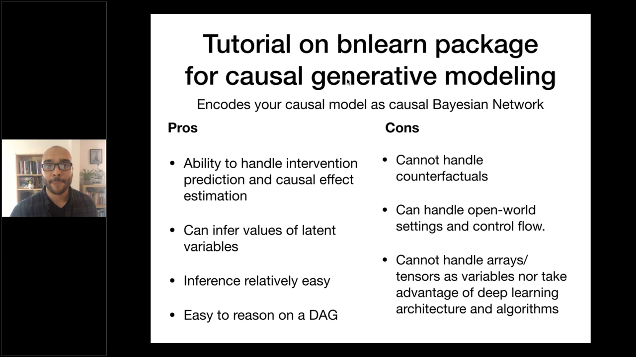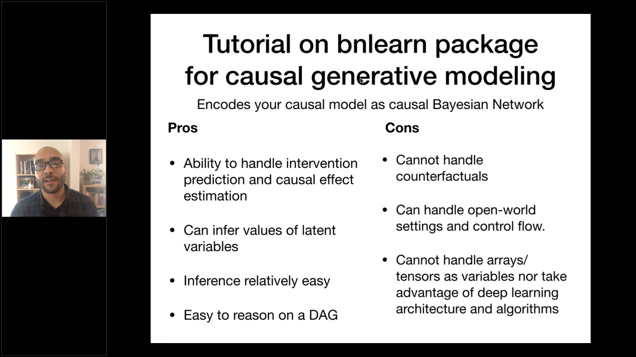So I promised you that you'd get some code here, and I have two things for you. One is a core package in R called bnlearn, and it allows you to work with causal Bayesian networks as a generative causal model. It's good in the sense that if you're working with a Bayesian network, you can handle interventions, and assuming that you can estimate the parameters, you can handle causal effect estimation, no problem. You can infer the values of latent variables, although it's not using cutting edge inference algorithms, so it might slow down if you get really large data.